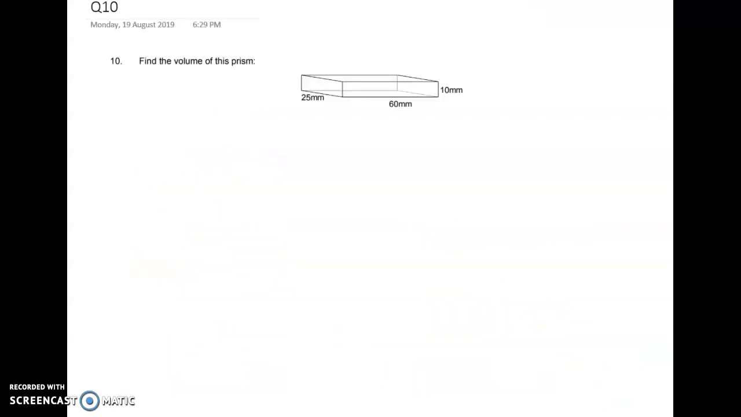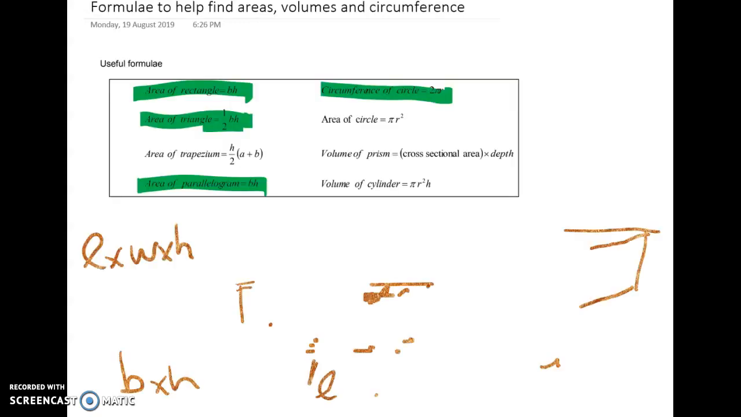Right, find the volume of this prism, also known as a cuboid. So let's go back to that formula sheet we had in the first video, and we saw that the volume of a prism is this one here. It's the cross-sectional area times the depth.